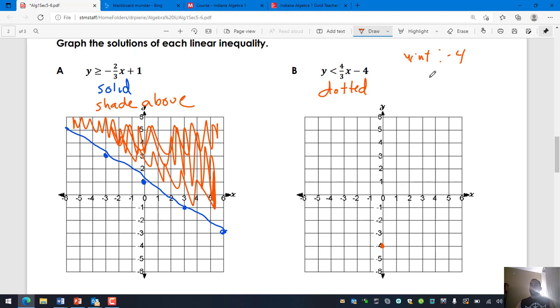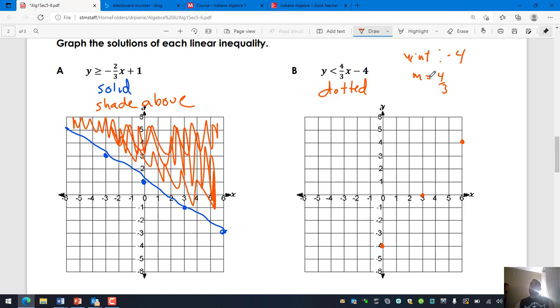And then my slope is 4 over 3. M is equal to 4 over 3. So from that y-intercept, I'm going to go up 4, 1, 2, 3, 4, and then over 3, 1, 2, 3. And I got a second point. And I can do it once again for good measure. I can go up 4, 1, 2, 3, 4, and then over 3, 1, 2, 3.